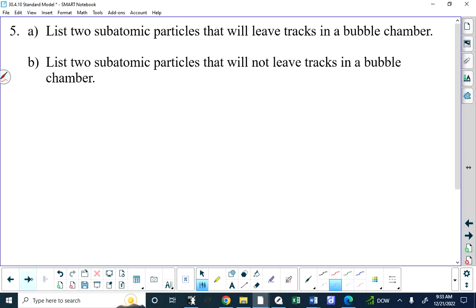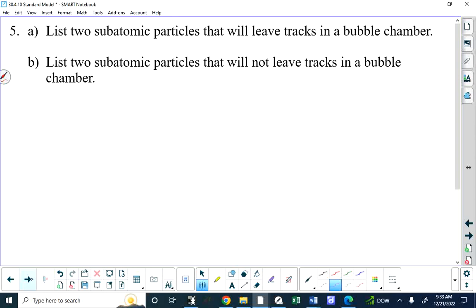I think in the answer there, and I pulled the answers from the textbook with a bit of editing, it says a gamma ray, a photon. I don't really care for that answer because I don't consider a photon a subatomic particle. I think a photon is in its own class. It's not a subatomic particle.